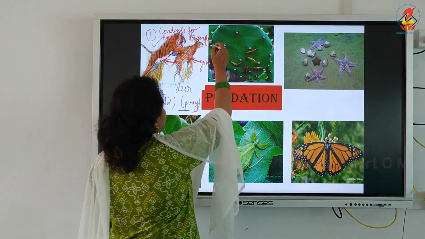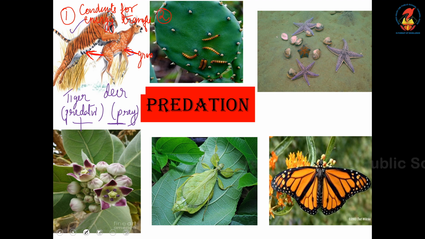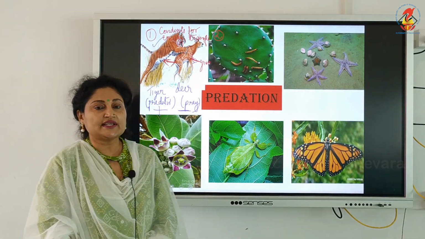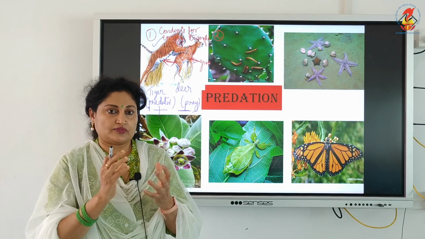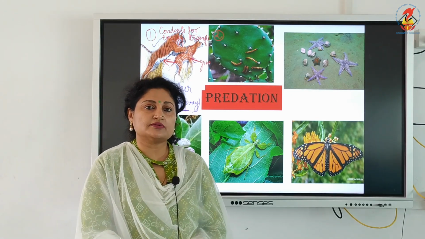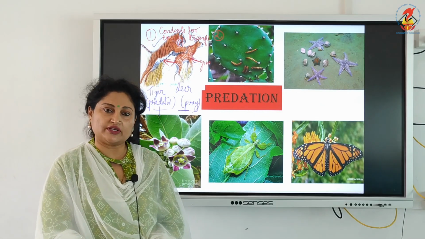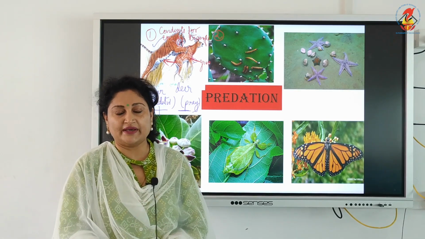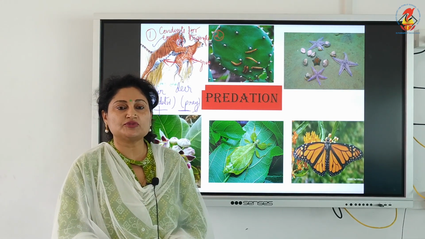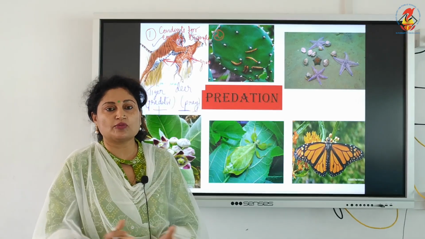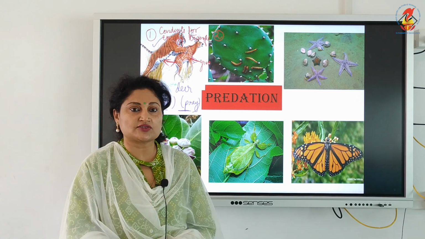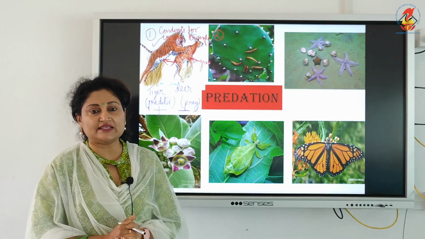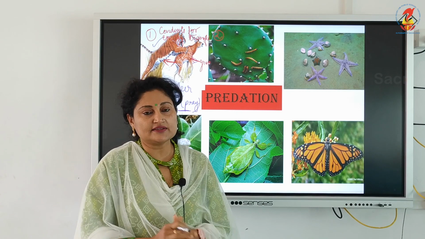The second role, with the help of the second example, I'll give you the advantage of predation. In the early 1920s, prickly pear cactus was introduced into Australia for the beautiful flowers it bears. But what happened? It became so invasive, it created havoc. It spread and multiplied and invaded hectares of land. It spread into millions and millions of hectares of land, and this created havoc.